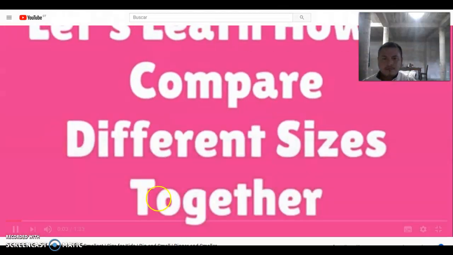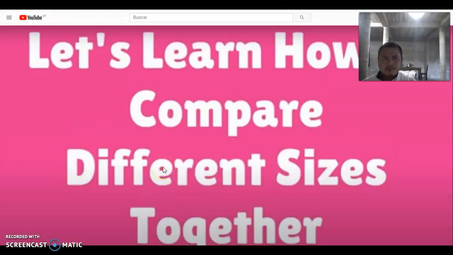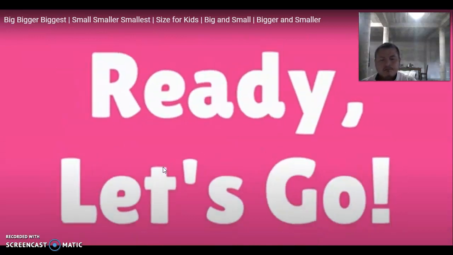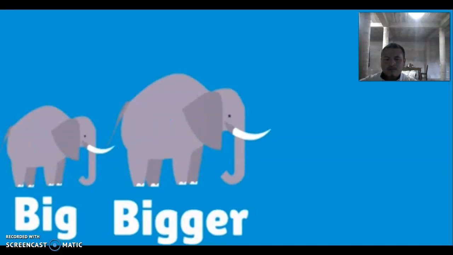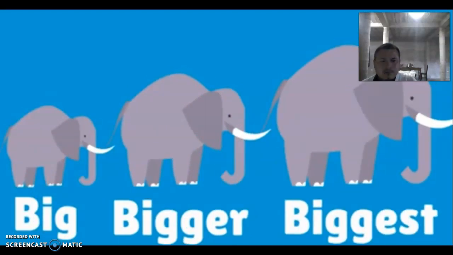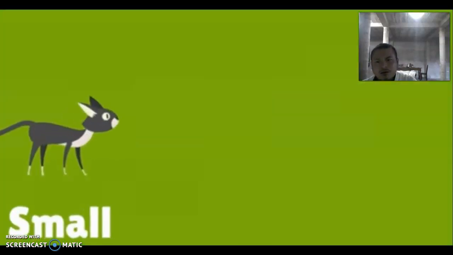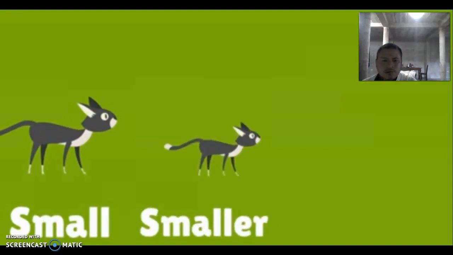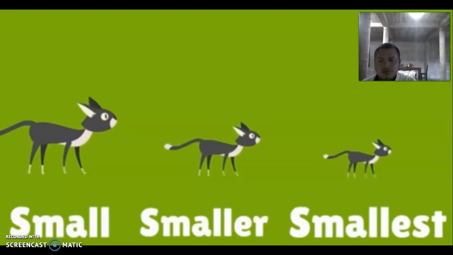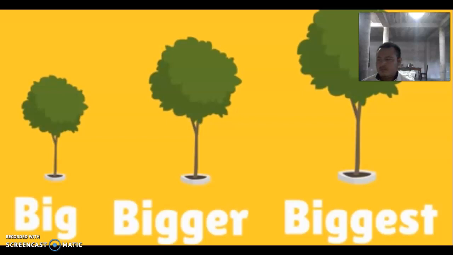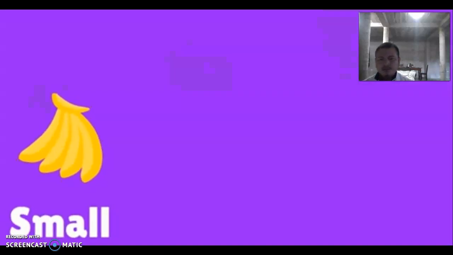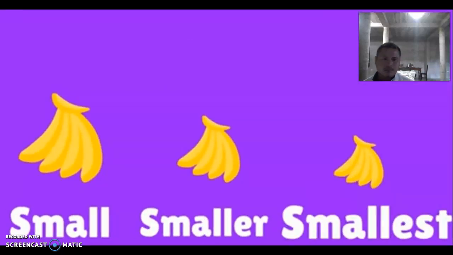Let's learn how to compare different sizes together. Ready? Let's go! Big, bigger, biggest. Small, smaller, smallest. Big, bigger, biggest. Small, smaller, smallest.